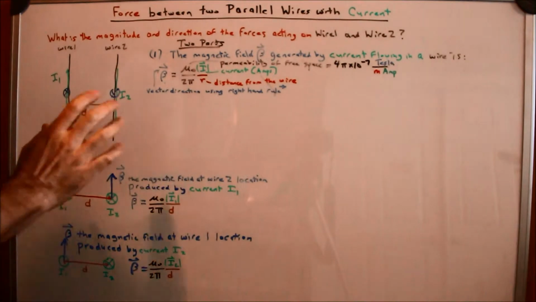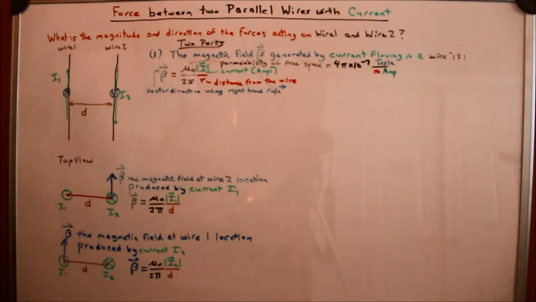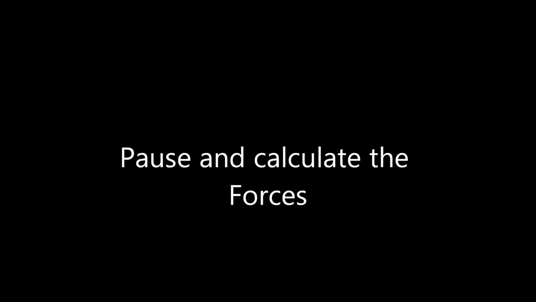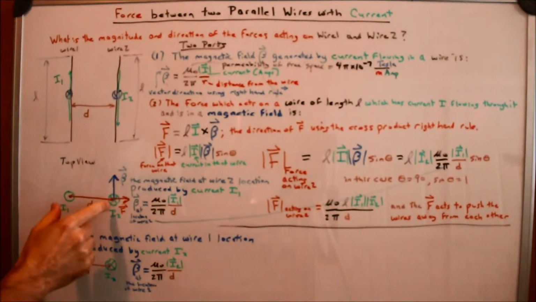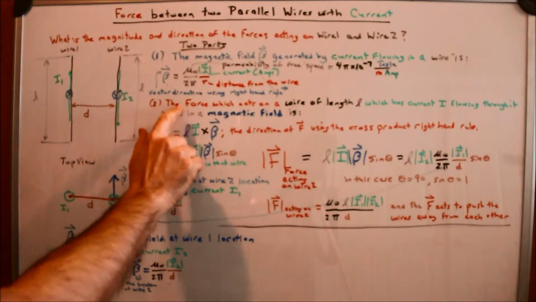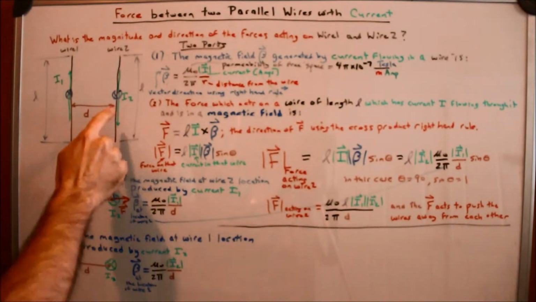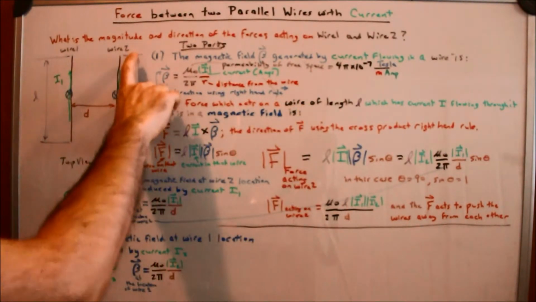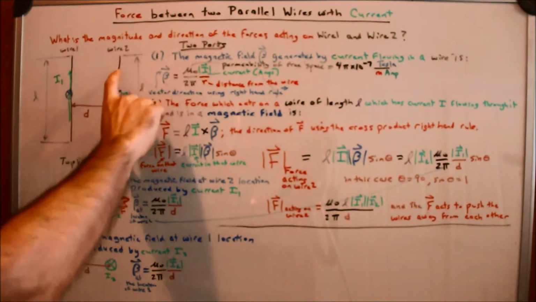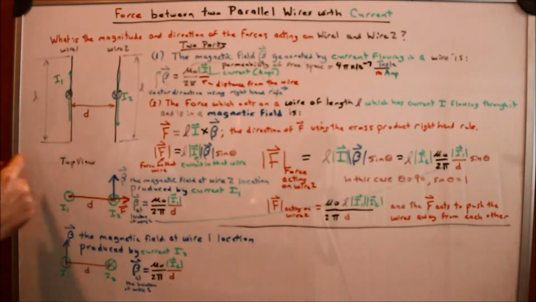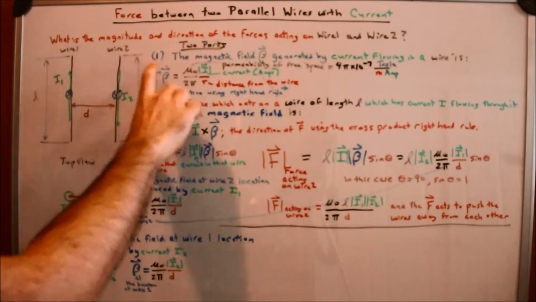So if you didn't get to here, you can pause and stop for the second half of the problem, to calculate the forces. Now we know the magnetic fields at these locations. Let's determine the force. The first force acts on a wire of length, and I didn't specify before, but let's say the length of these wires is L, and then they go away from each other. But that's the length where they are.